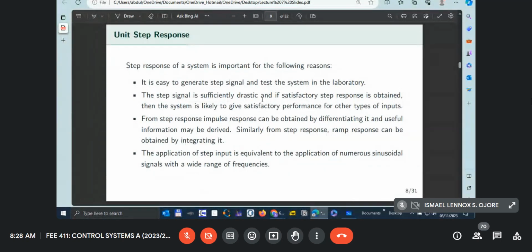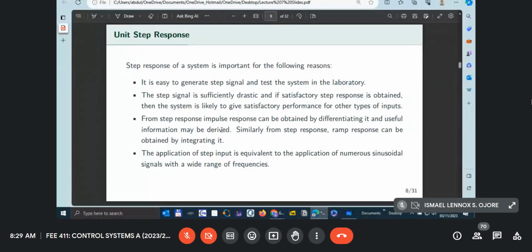So why is it important to use this? First, as we discussed yesterday, it is very easy to generate a step signal and test it in the lab. And then also a step signal is sufficiently drastic, because it's 0 and then it goes up to 1. This will give us a way to also see how other inputs will behave, because it changes from 0 instantly to 1, right?